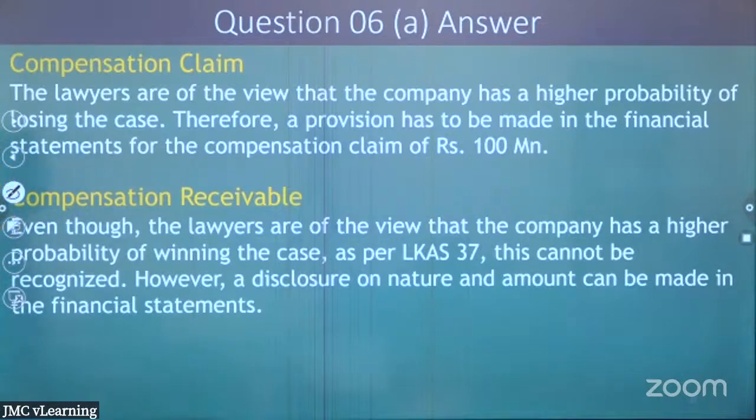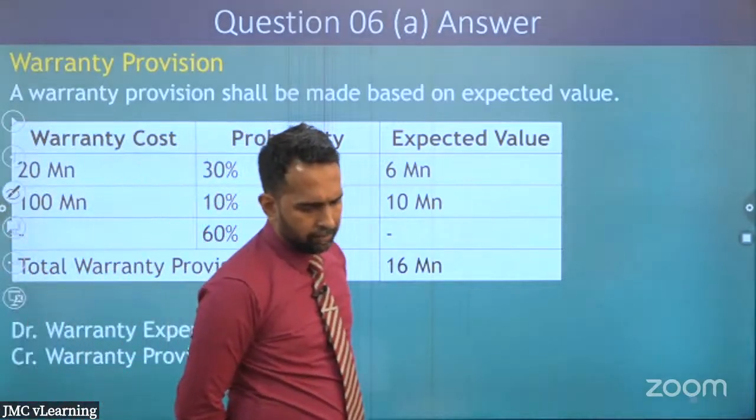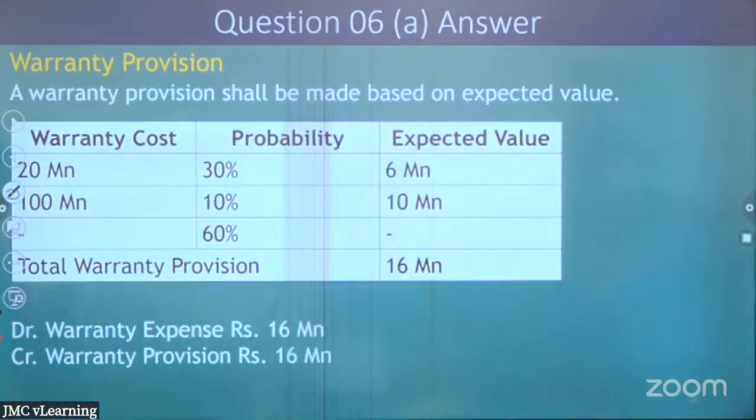Right. Look at the next part of the answer. I hope you understood the question. Then the warranty provision. 16 million, you have to make a provision. Right, okay, we are good to go. The question from the LKAS 37.